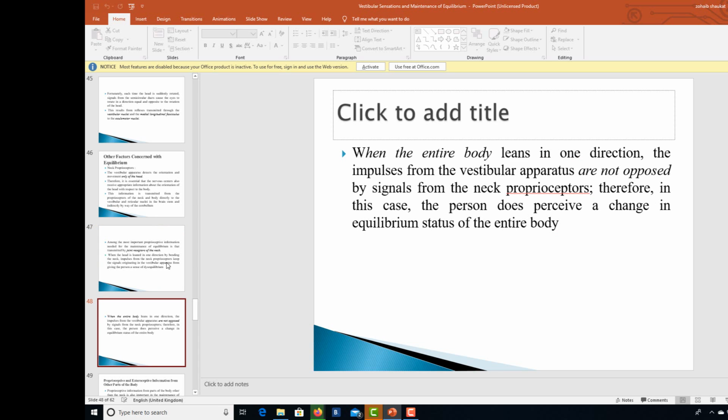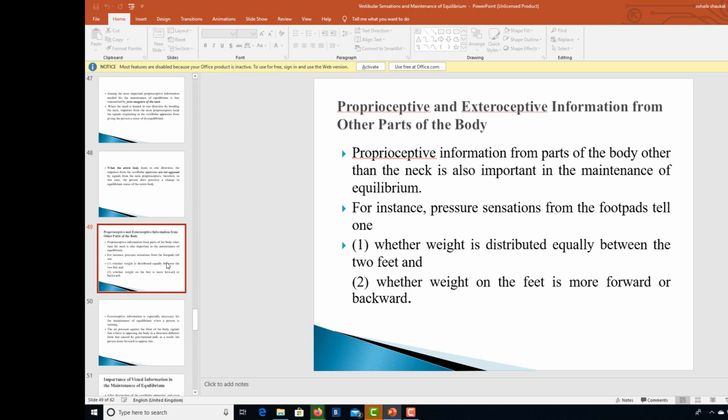When the entire body leans in one direction, the impulses from the vestibular apparatus are not opposed by signals from the neck proprioceptors. Therefore, in this case, the person does perceive a change in equilibrium status of the entire body. Now, proprioceptive and exteroceptive information from the other parts of the body.